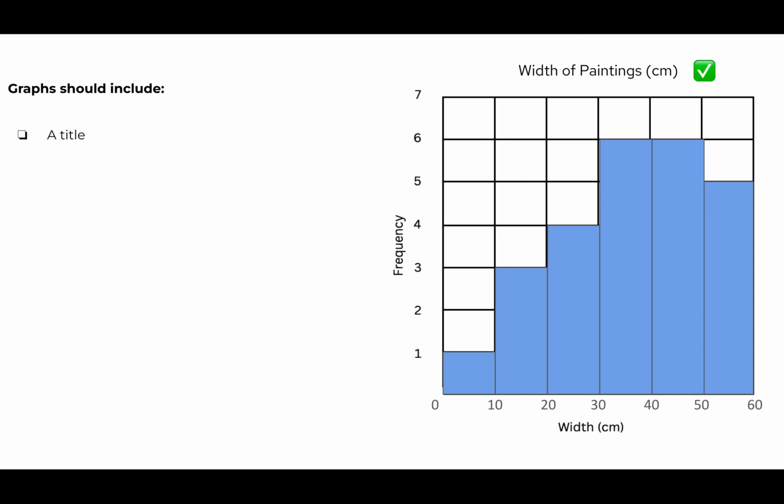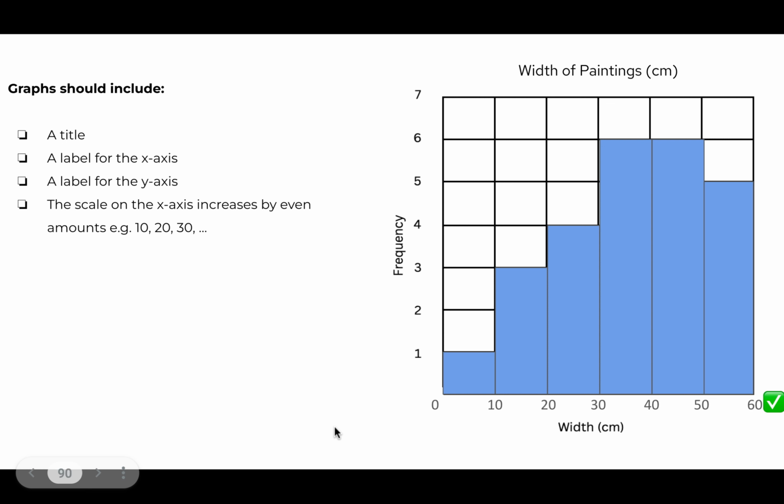Now, just a reminder of what all graphs should include. We should have a title. So here you can see the title, the width of paintings in centimeters. A label for the x-axis. In this case, it's the width in centimeters. A label for the y-axis. Here I have my frequency.